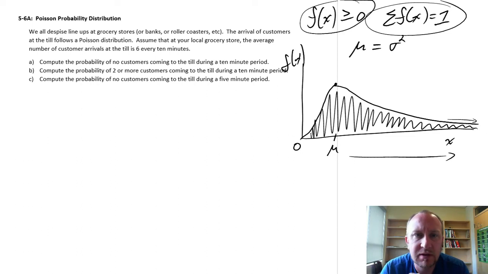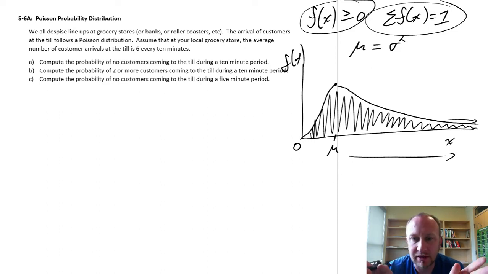Now, what can we do with this? Well, let's look at this problem. Here we're looking at lineups at a grocery store or any retail outlet. The arrival of customers at the till follows a Poisson distribution, because we're looking at a number of customers over some specified period of time. In this case, we calculate the average number of customer arrivals at the till is 6 every 10 minutes.